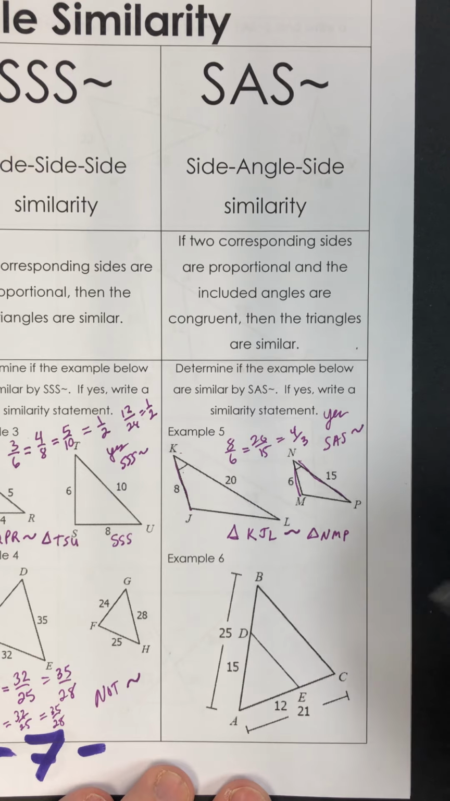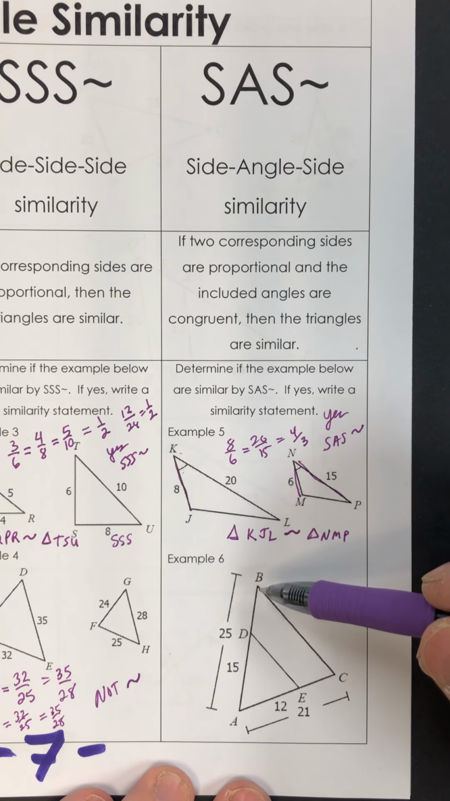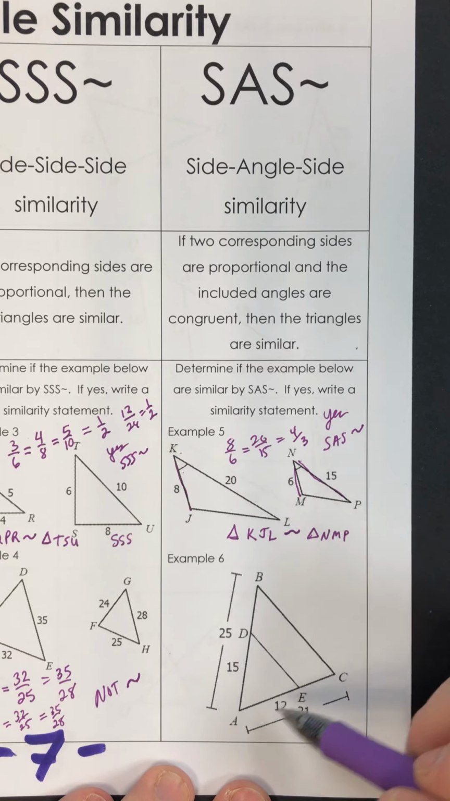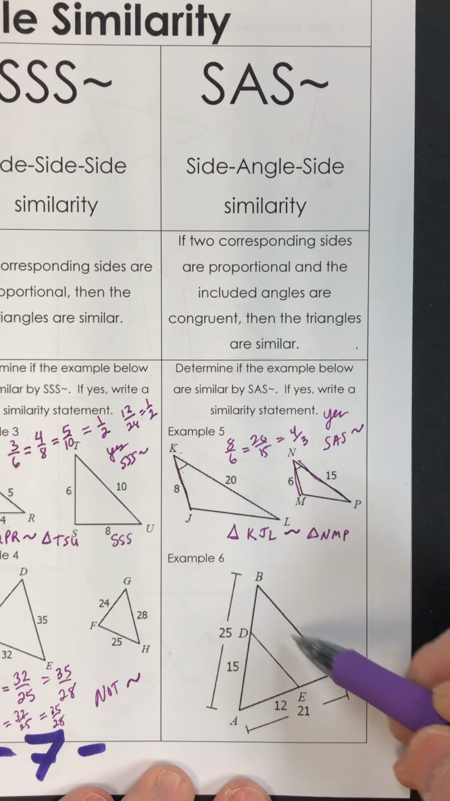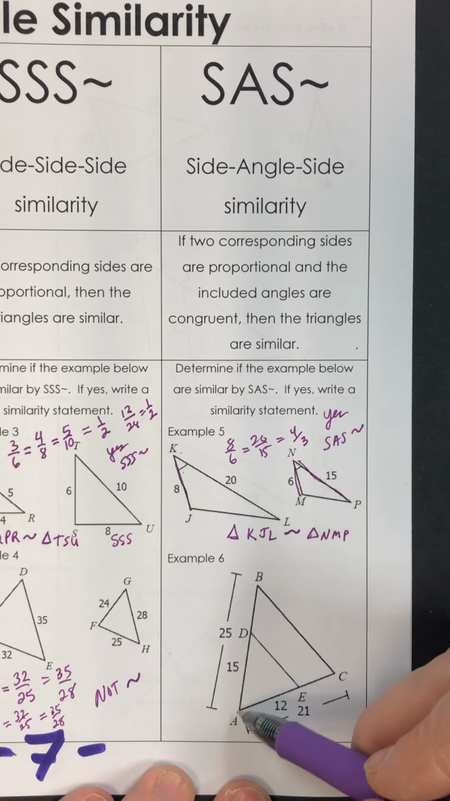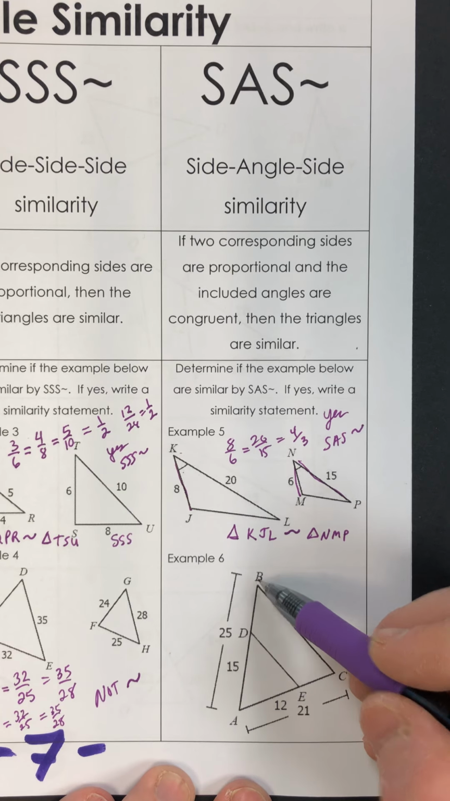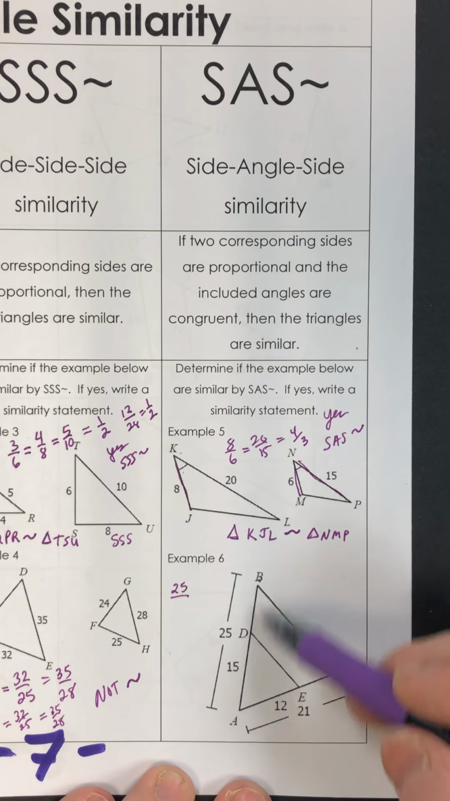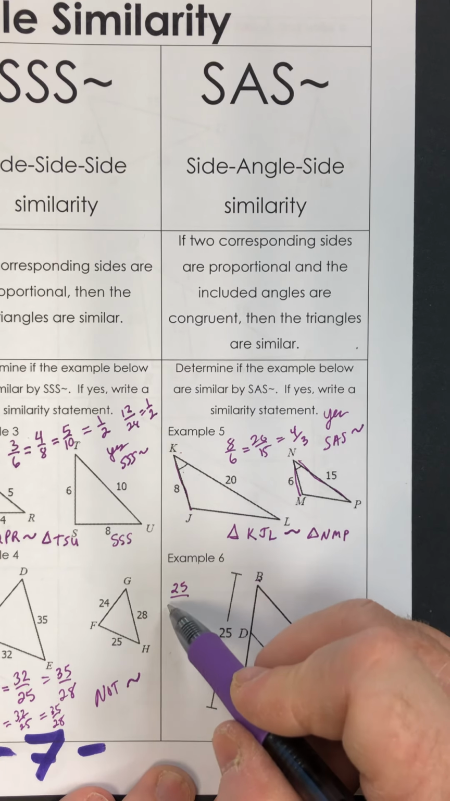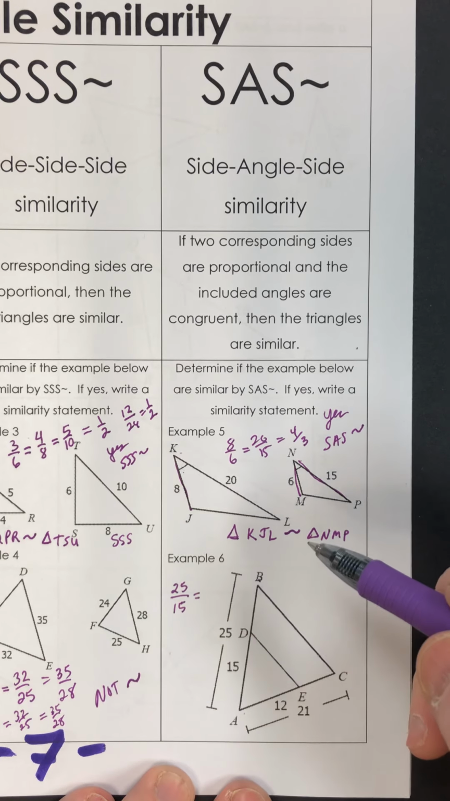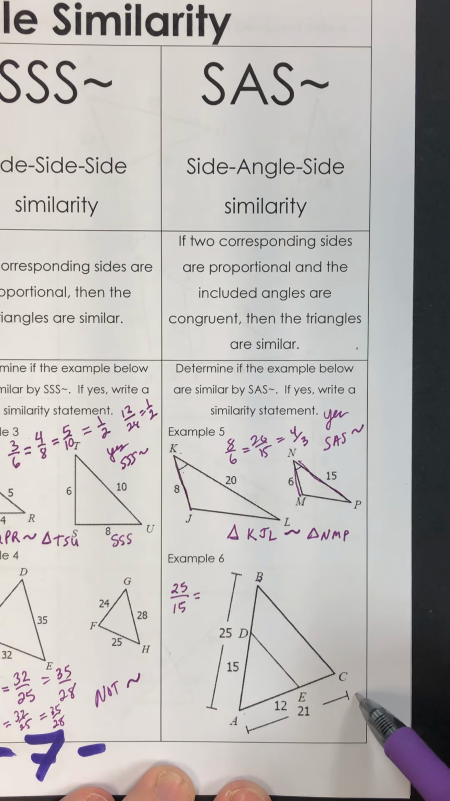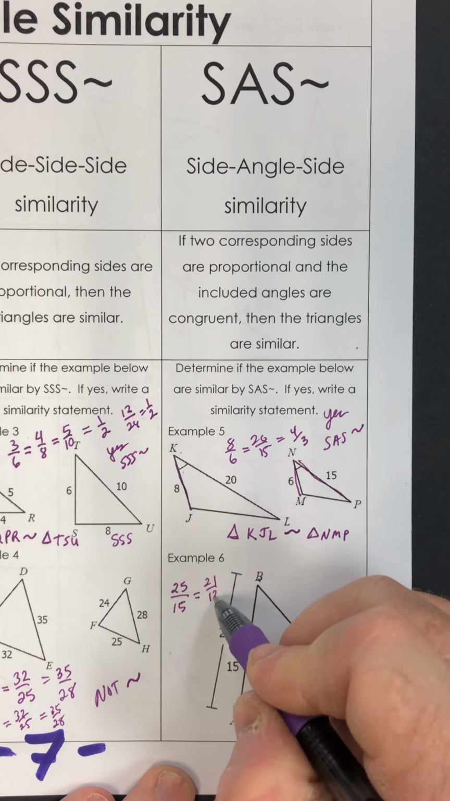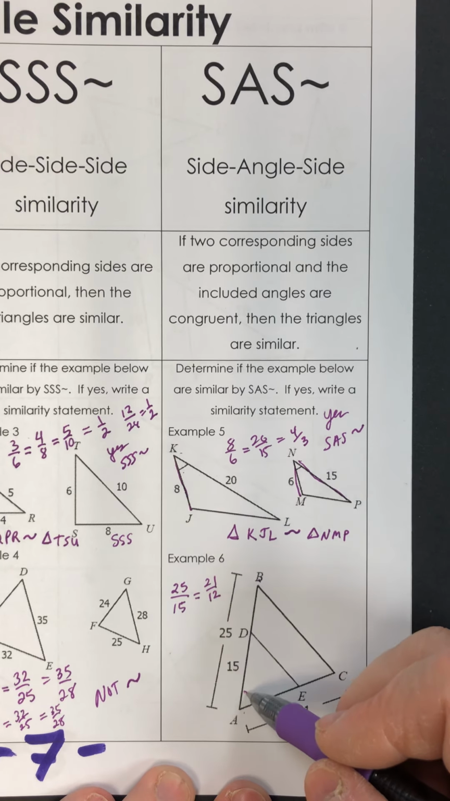All right, let's see, example 6. So let's say triangle ABC and ADE. So the whole side AB is 25. Does 25 over that same side in the other triangle, which would be AD, was 15, okay, is that similar to 21 over 12? Are those proportional? Because the angle right here is in both triangles. So angle A is in both triangles.